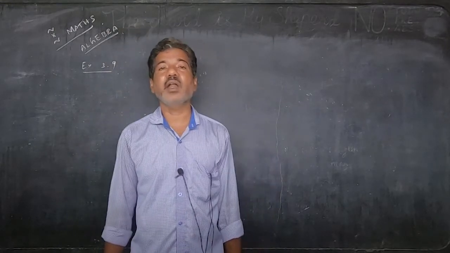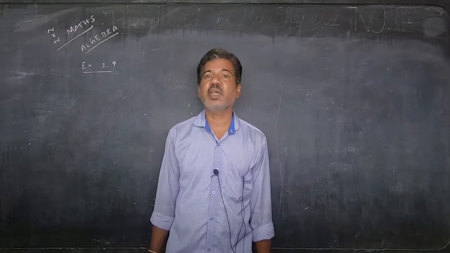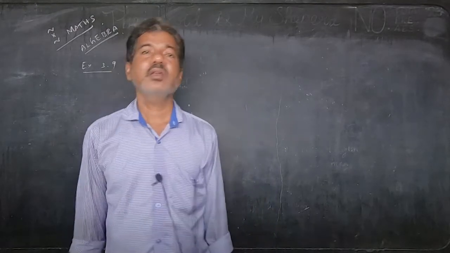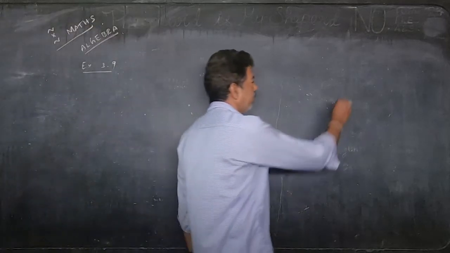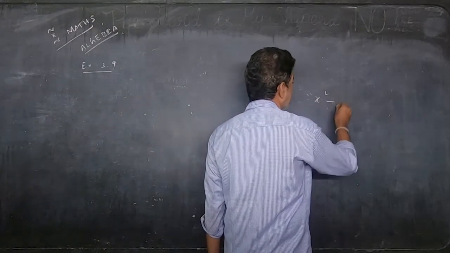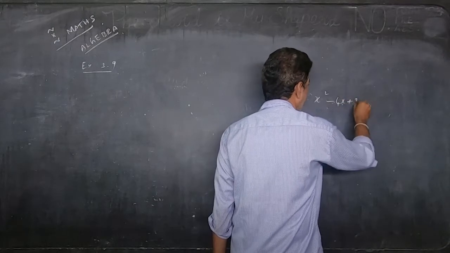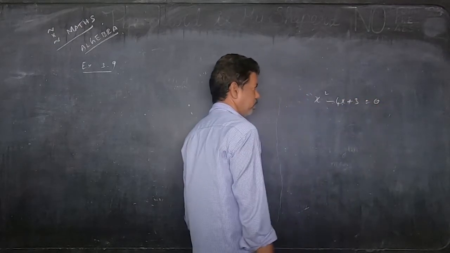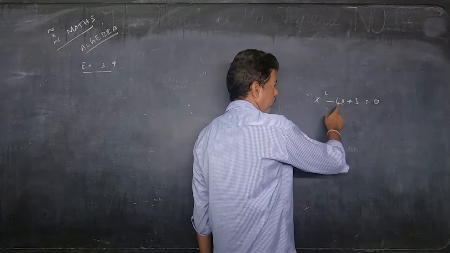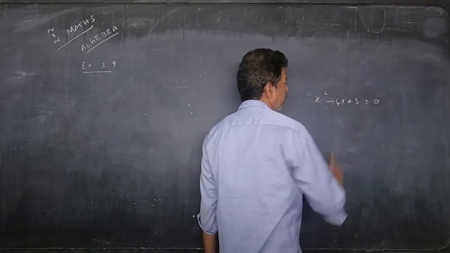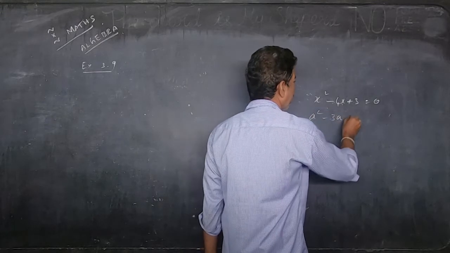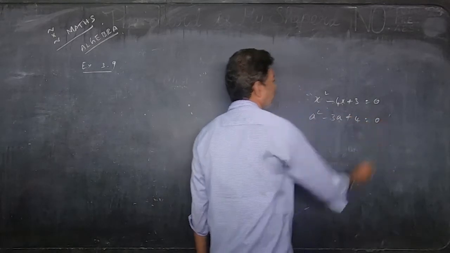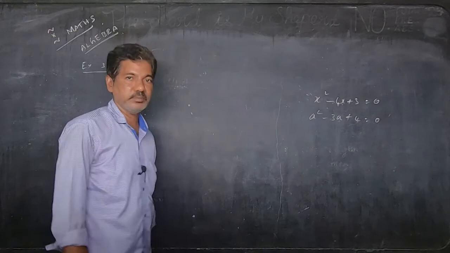What is the meaning of quadratic equation? I'll just recall that. Listen. X square minus 4x plus 3, this is called the quadratic equation: a square term, some x term, and so on. A square minus 3a plus 4, like that, is also called a quadratic equation.